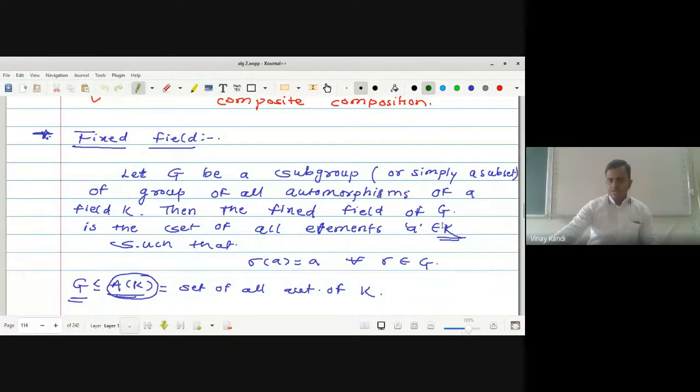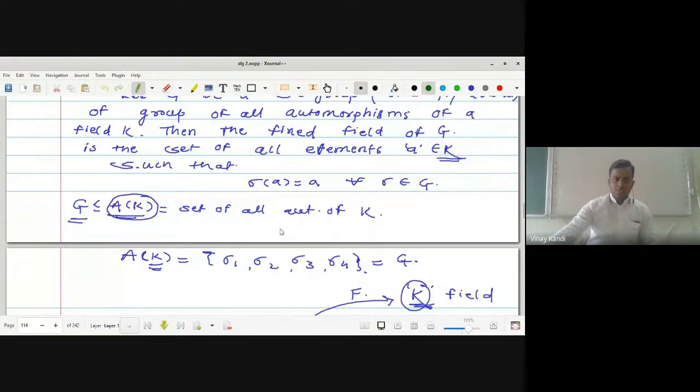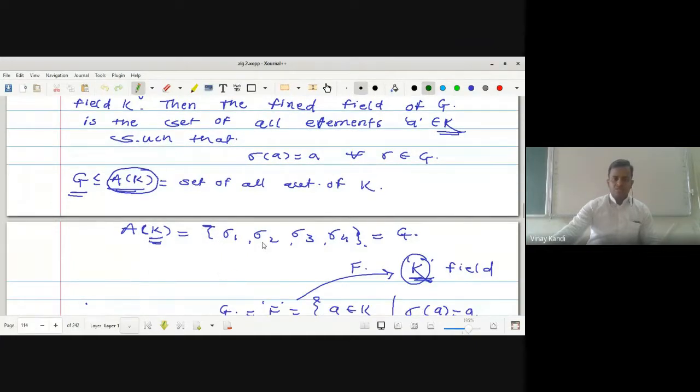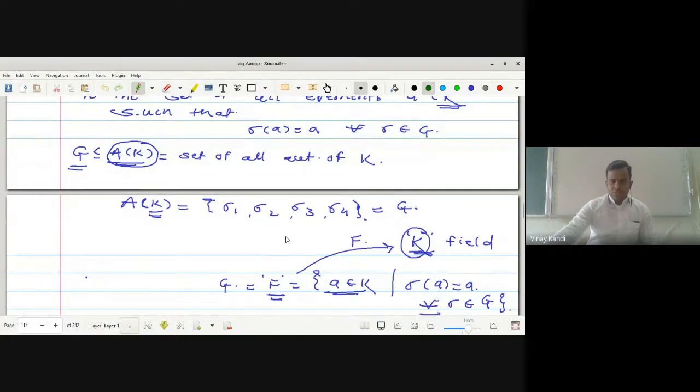Suppose A of K is the set of all the automorphisms, and we take a subgroup of this group, that is G. Suppose G contains some elements, sigma 1 and sigma 2. If for all sigma belonging to G, sigma of a is equal to a, then the collection of all such elements forms a subfield of K, and that is nothing but the fixed field of G. So here the fixed field is dependent on our G.